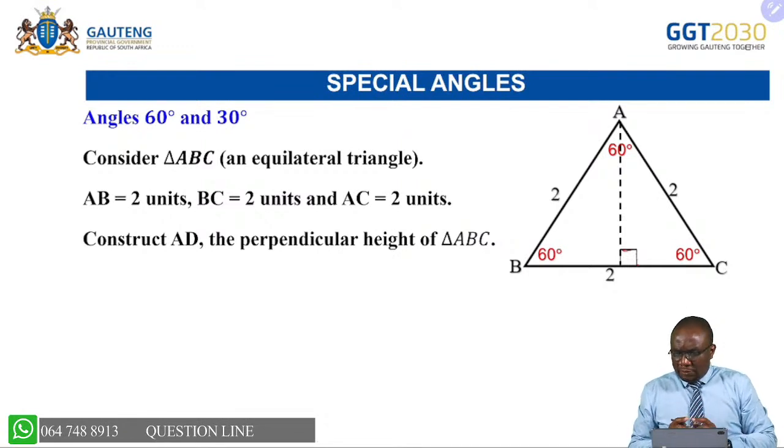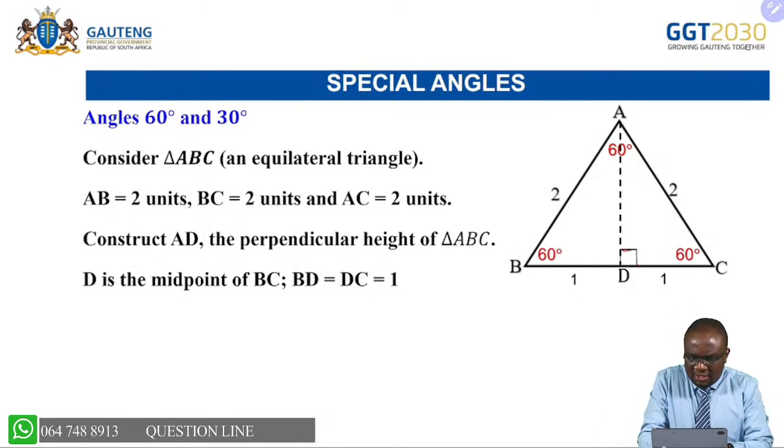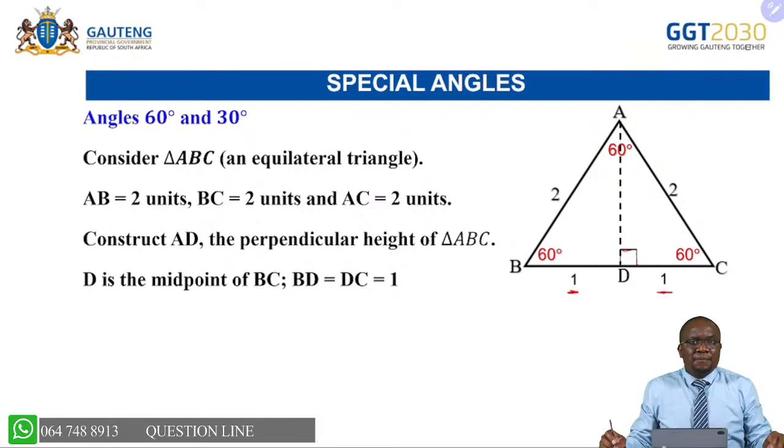Okay, right now, we have drawn our height. So it means it's dividing BC into two equal parts. So BD is going to be 1 unit. DC is going to be 1 unit. Can you add this to our diagram? BD is 1 unit. DC is 1 unit, because that height is dividing BC into two equal parts.